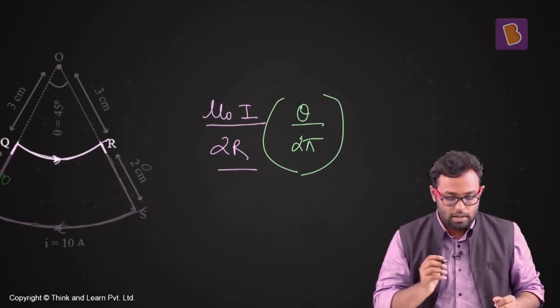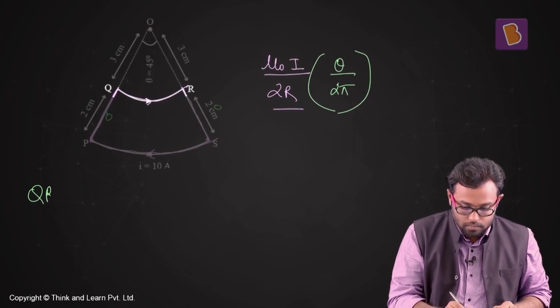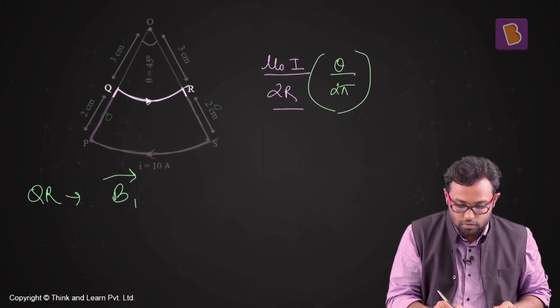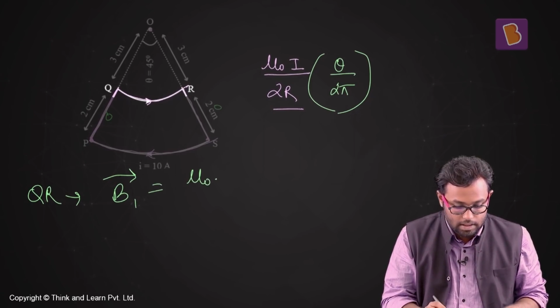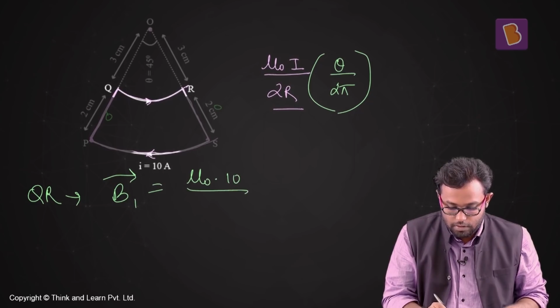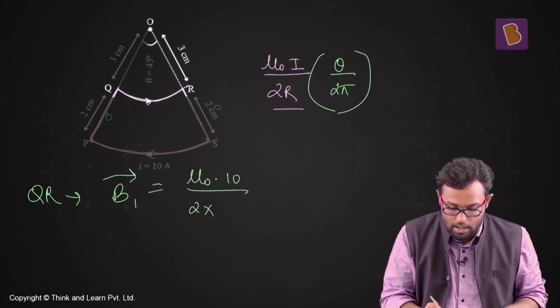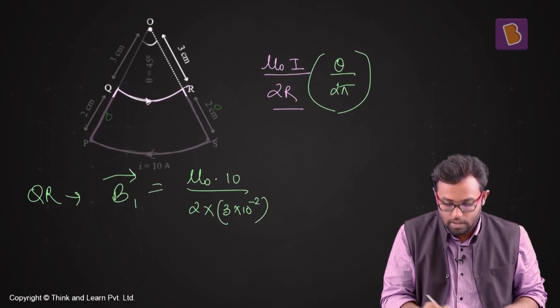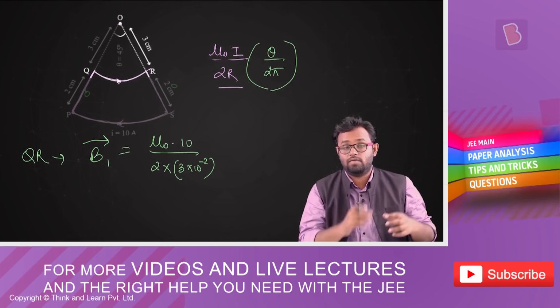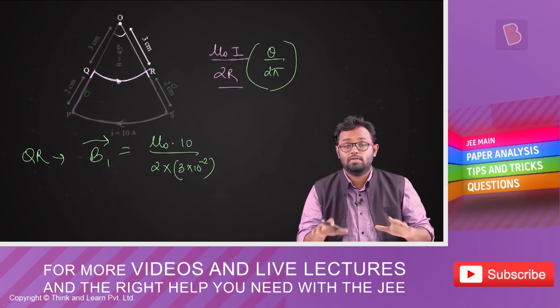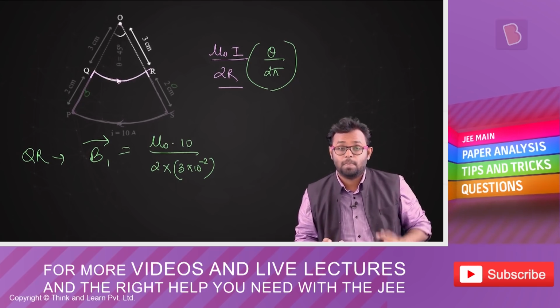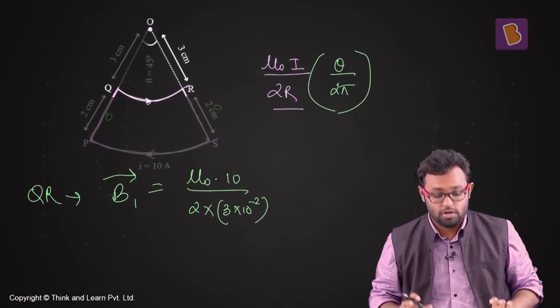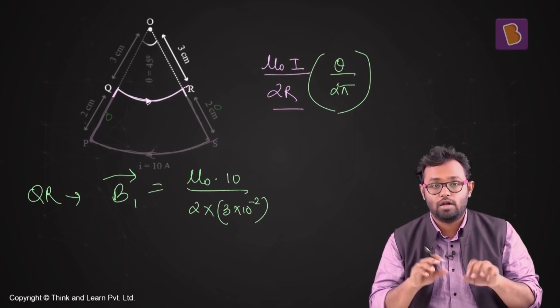Okay, so let me do it for QR. What will be the magnetic field contribution because of that? That will be equal to mu naught times I, which here is 10, divided by 2 times R, let me keep R as 3 into 10 to the power of minus 2. That's very important. I have to convert everything into SI units. Anytime you're dealing with a question of electromagnetism, or any question in physics in general, but especially electromagnetism, always keep your units in SI units, because there are a lot of constants whose values you know only in SI units.